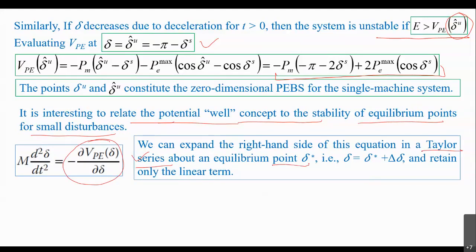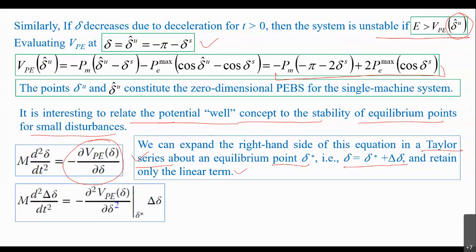If we expand this right hand side expression using the Taylor series expansion at the equilibrium point, let us say delta star, that is delta equal to delta star plus delta delta, and retain only the linear terms, then we can write this equation, right? That is m of d square delta delta upon dt square equal to minus the second partial derivative of Vp with respect to delta, evaluated at delta star, multiplied with delta delta. So this is very simple, already we know this.